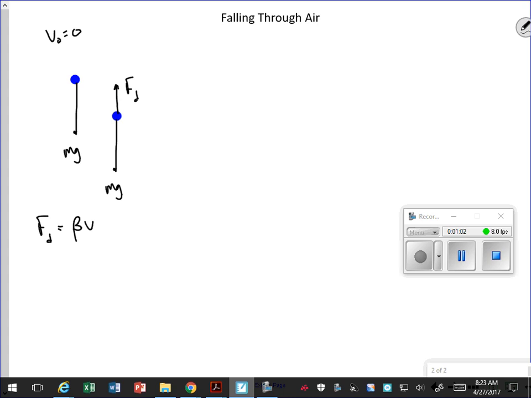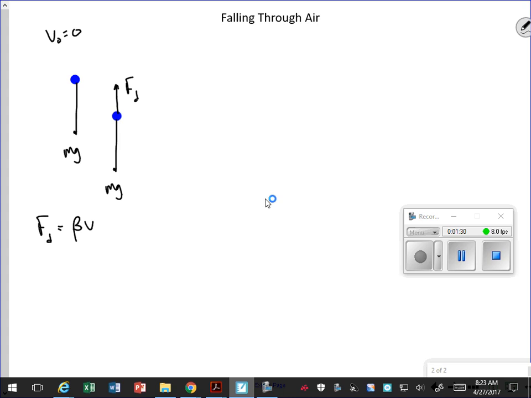And there's some constant that goes out in front that depends on some stuff like size of the object and kind of cross-sectional area and the viscosity or the nature of the fluid it's going through. But the important part is that the faster this object goes, the more drag force there is. So this thing speeds up, and the more it speeds up, the more the air pushes back on it.